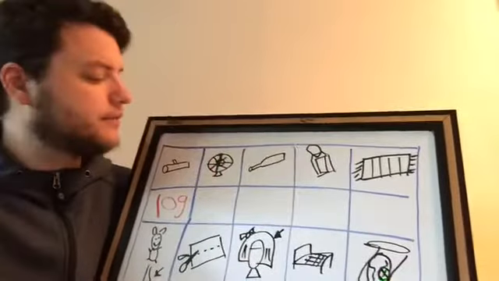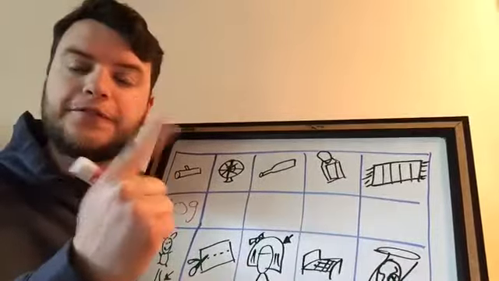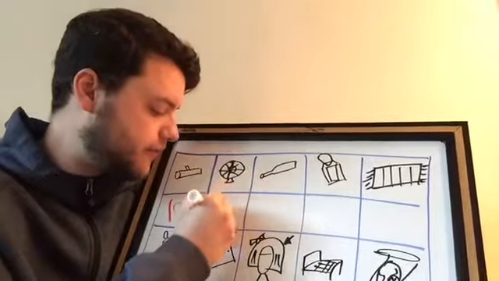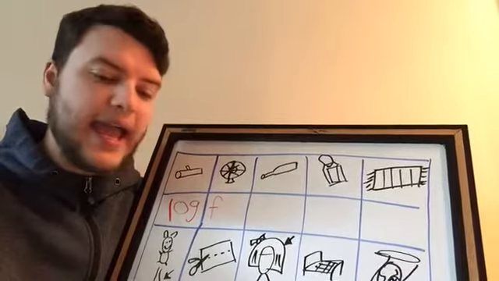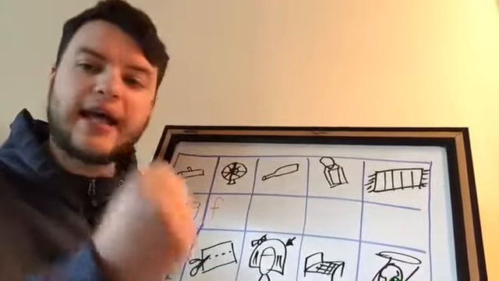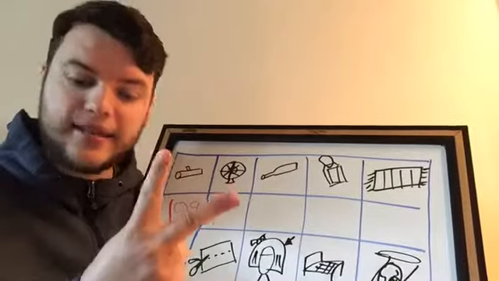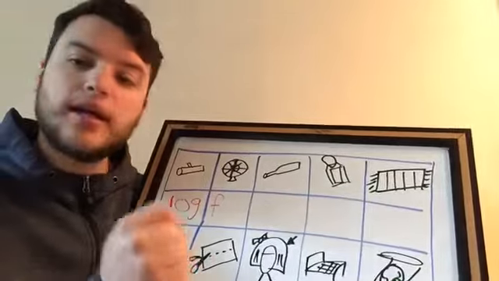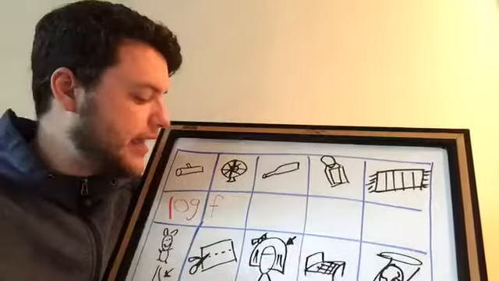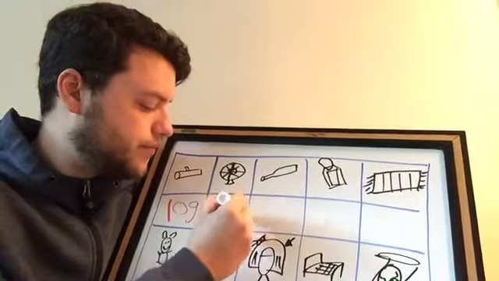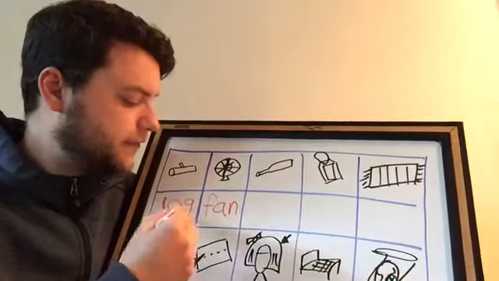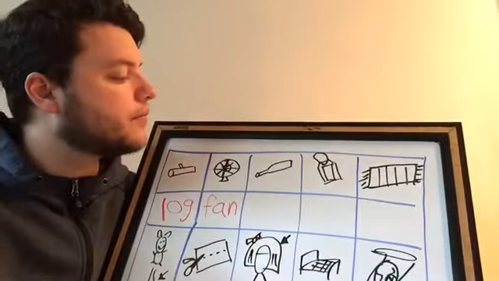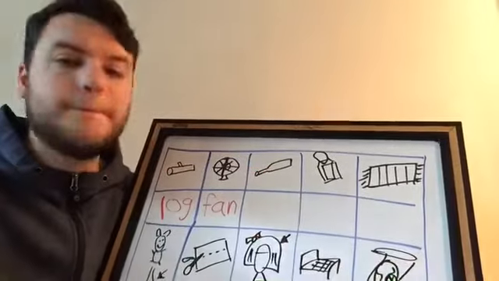F-a-n. First sound, f, Fifi Fish, F. An has the A and N sound put together. That's a word family. An. A-n, A and N. F-a-n. Good.